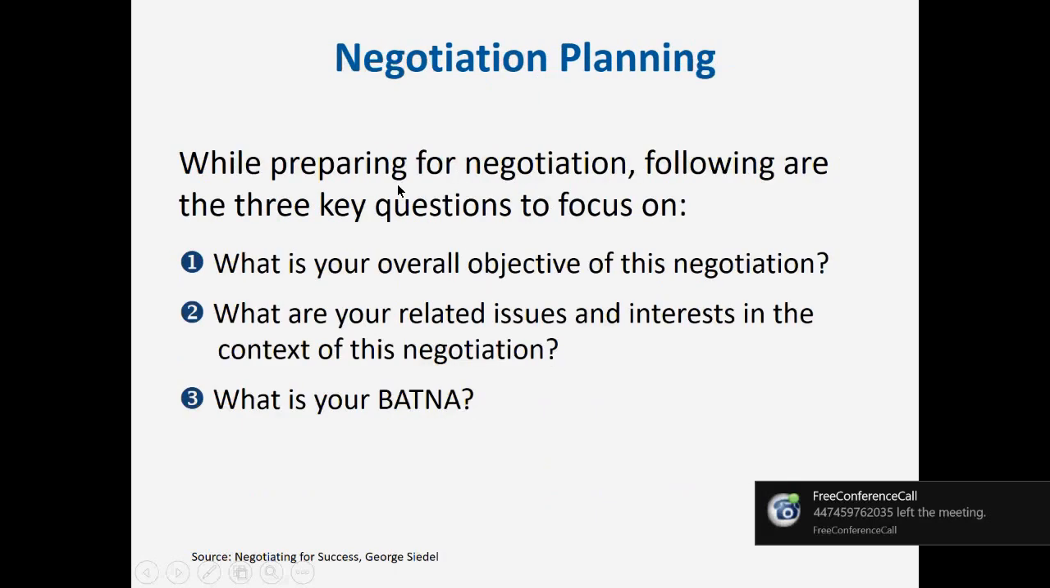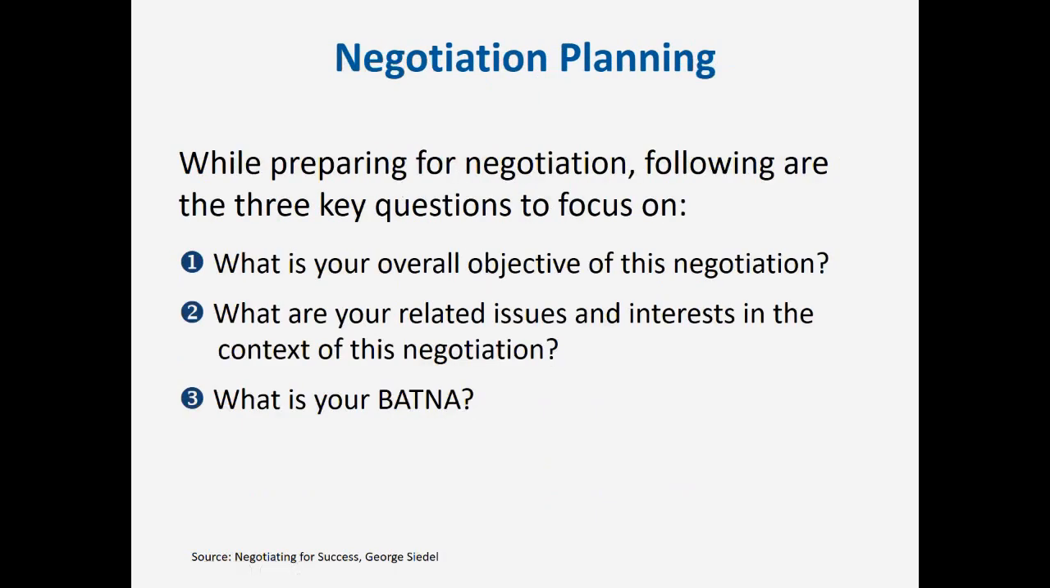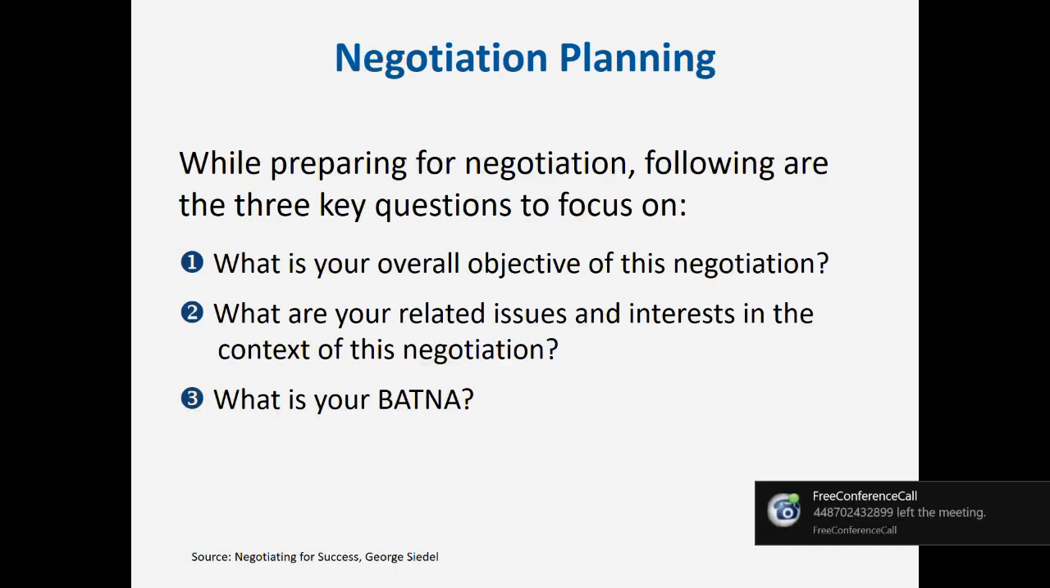So once you have identified your BATNA, then you start planning for your negotiation. There are 3 questions for which you need to have an answer before you actually go for negotiation. First question is, what is your overall objective of this negotiation? You should be able to state it in a simple phrase or simple sentence: this is what I want at the end of it.